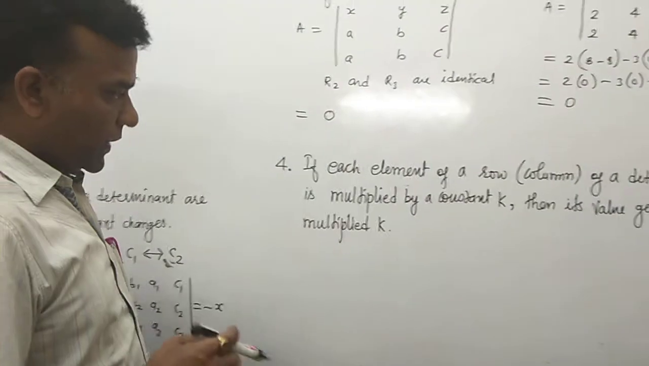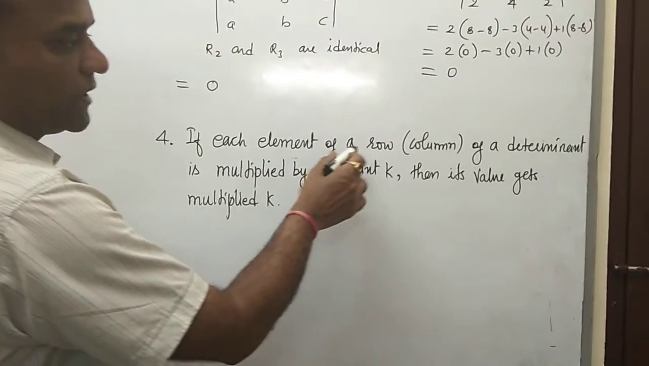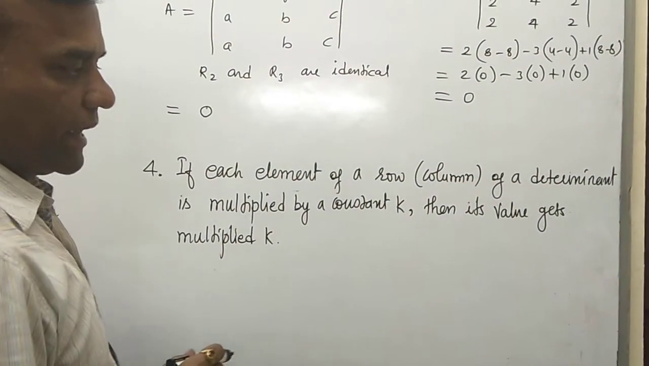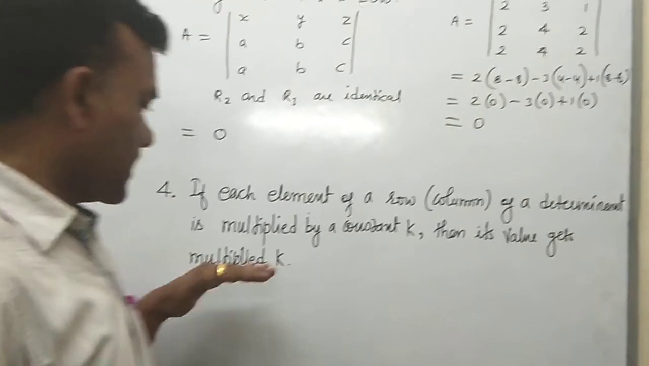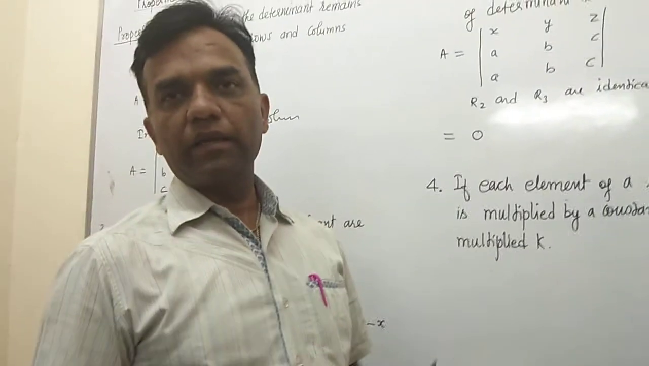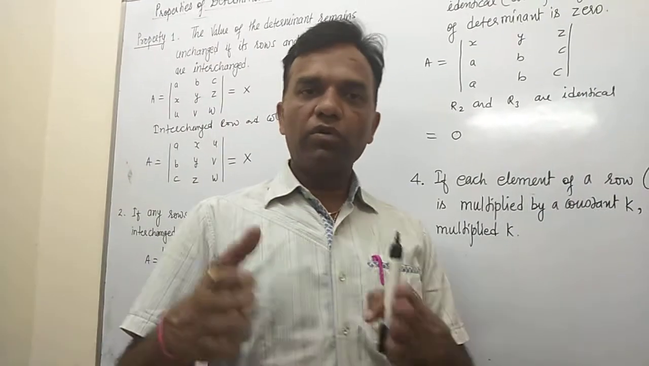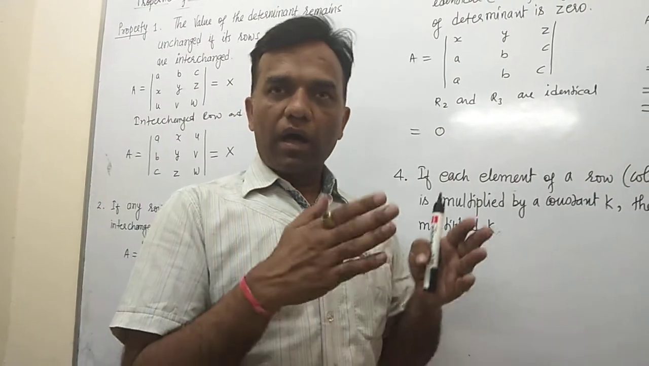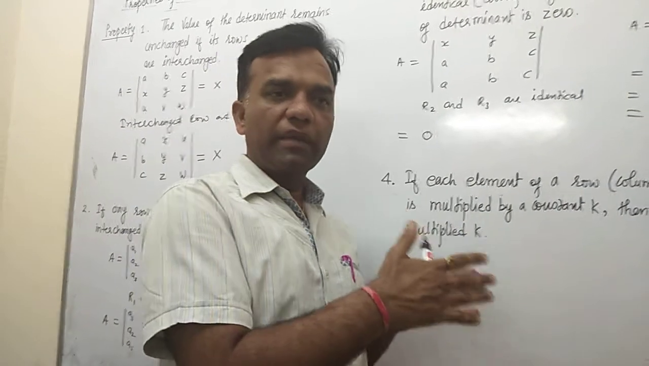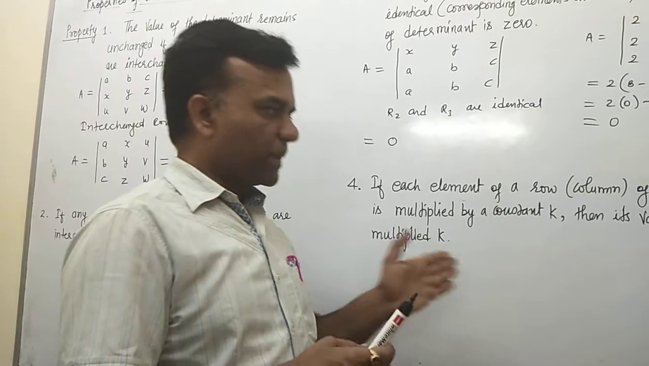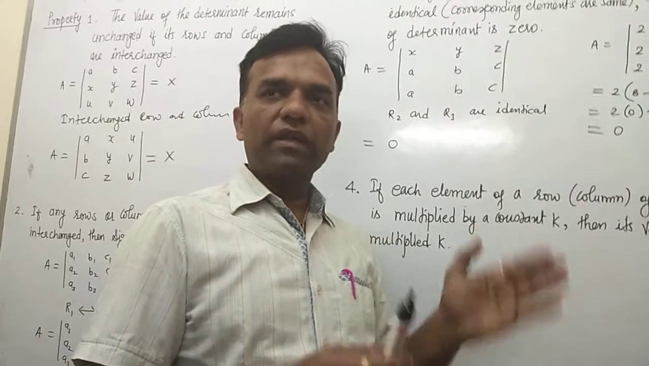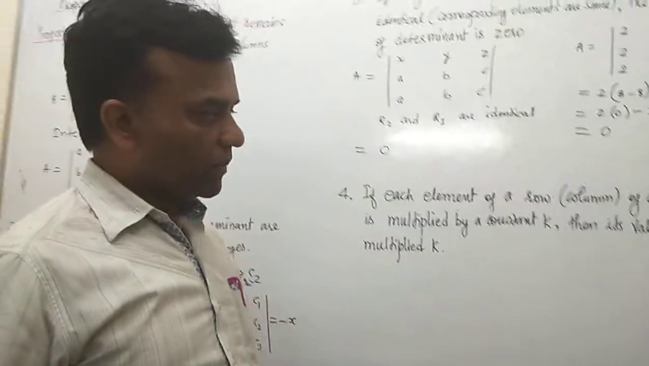Okay, and then the fourth property: if each element of a row or column of a determinant is multiplied by a constant k, then its value gets multiplied by k. It means any particular constant or scalar you multiply inside a particular row or column. Otherwise, you can multiply k directly in the answer, or multiply it in the row or column, and the answer will be the same. The answer will not be affected.